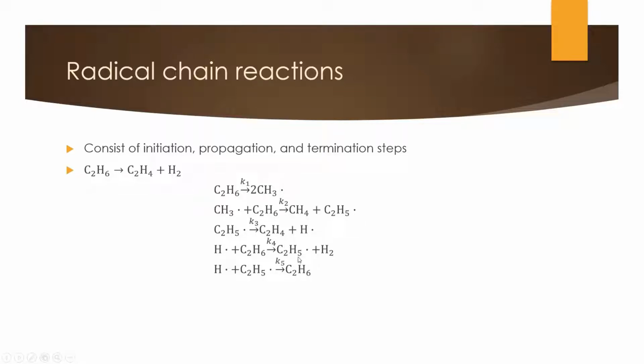And finally, termination is any number of steps by which we have two radicals coming together to remove the radical. So in the initiation step, we form radicals. In the propagation step, we start with one and end with one. In the termination step, we start with two and end with one. The radicals go away. This mechanism looks pretty complicated. We have 5 steps. We've never seen anything like that before.